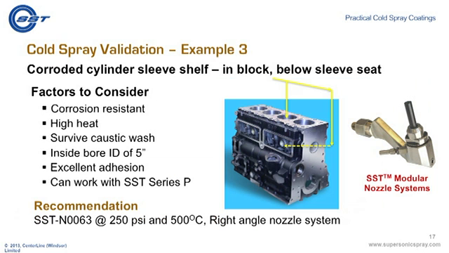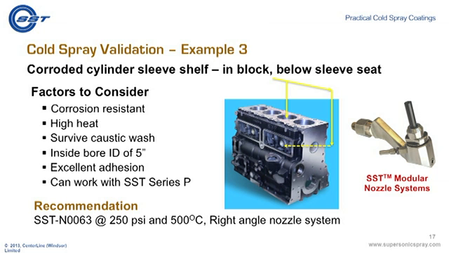What I'd like to do now is give you the third example of a cold spray validation process. This comes from an existing customer of ours. Just below the sleeve of this diesel engine block, there was a shelf upon which the sleeve was resting, and in that area there was some corrosion, severe enough that it would interfere with the function of the cylinder. I want to make note here that we're not lining the actual cylinder surface itself, but just the area below the bottom end of the cylinder on that actual shelf.